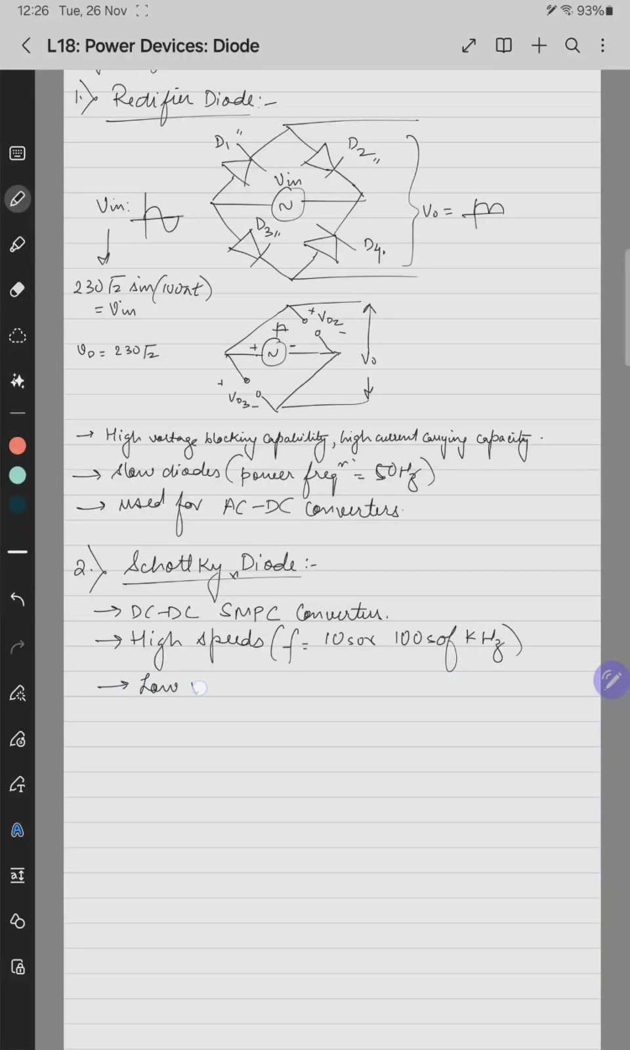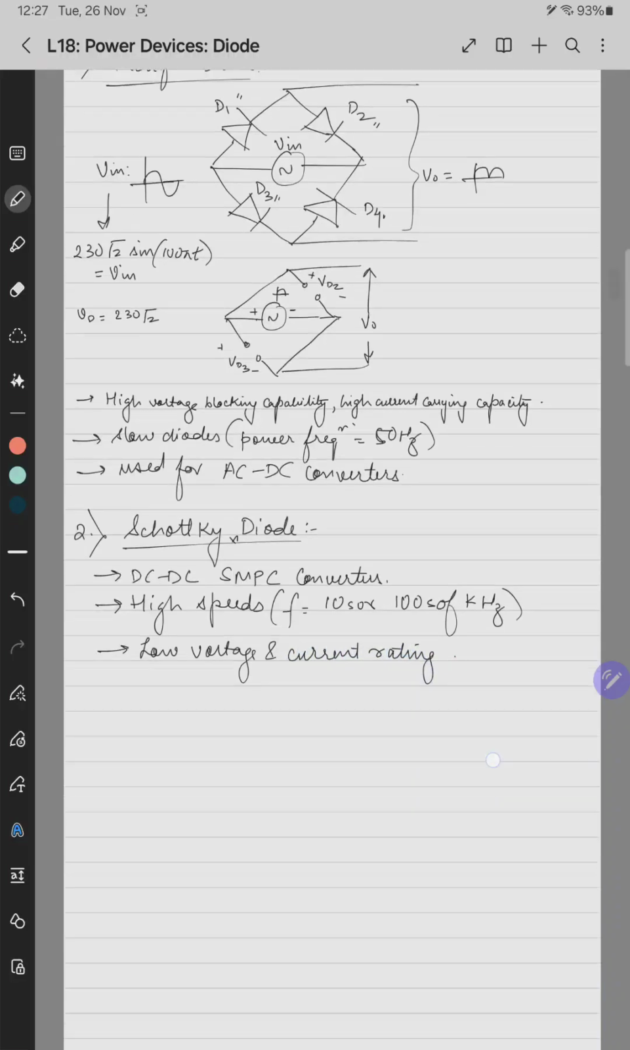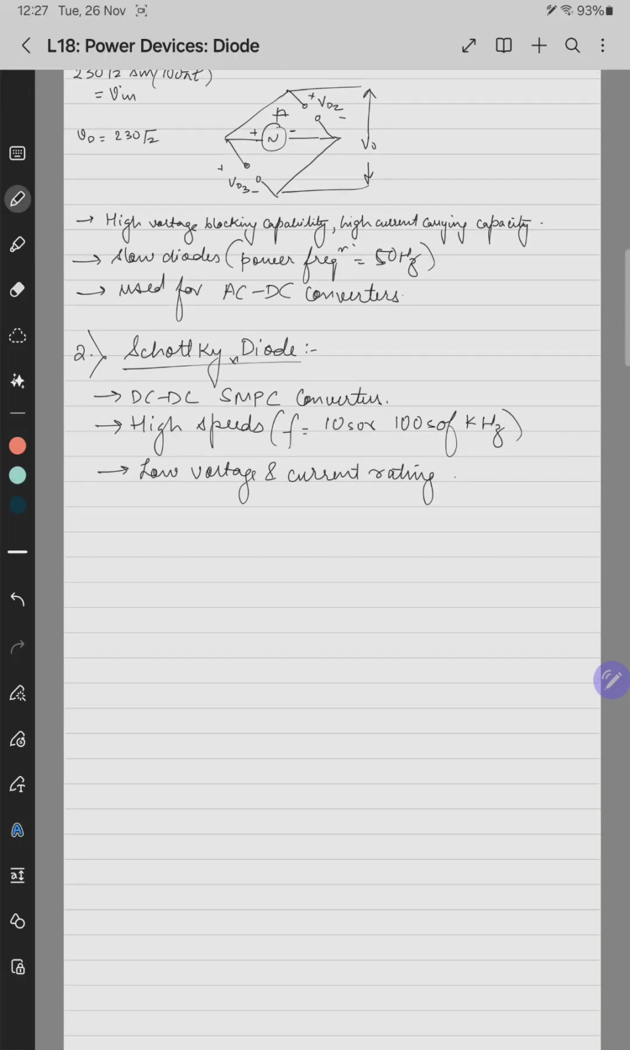They have low voltage and current rating, and also low power. And also they have low on-state voltage drop, that is typically less than 100 volts for silicon and greater than 100 volts for silicon carbide devices. So these are the characteristics of Schottky diode. They are used in DC-DC converters where SMPC application is preferred.